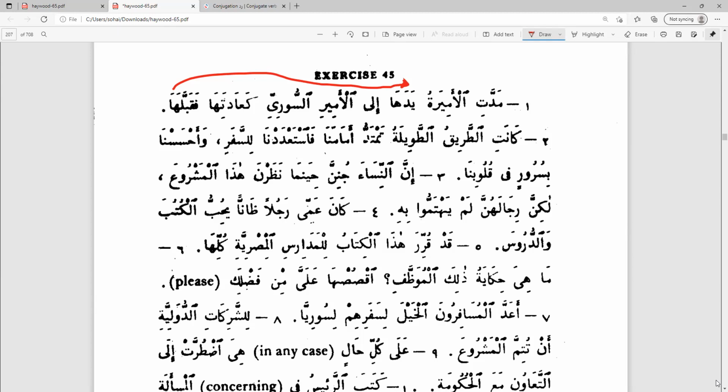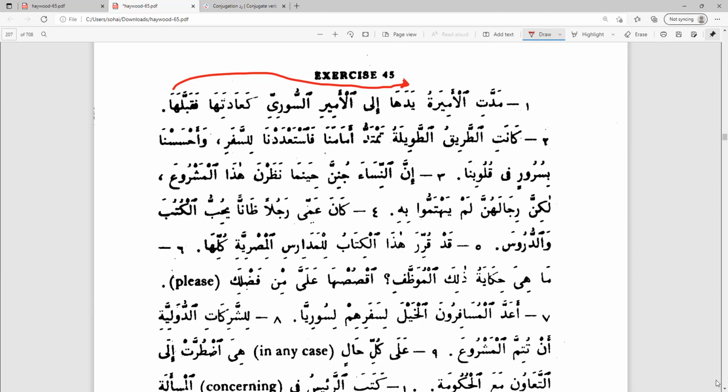For astadna, so what is astadna? We don't need last lesson's vocabulary. Astadna is to prepare. Yes. So we prepared to travel. Okay, for the journey.